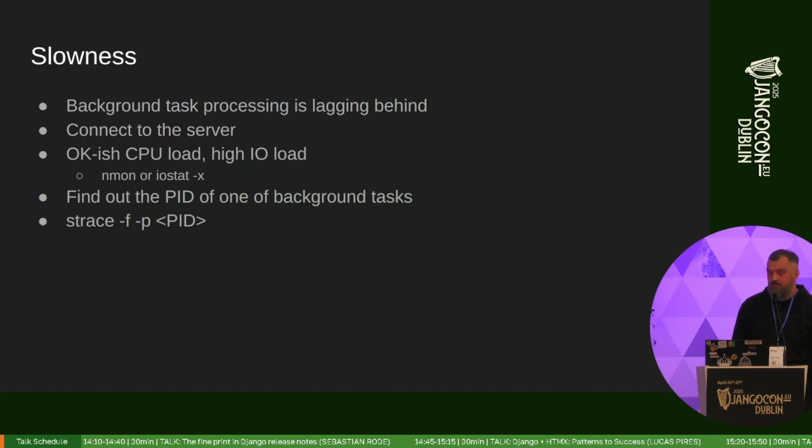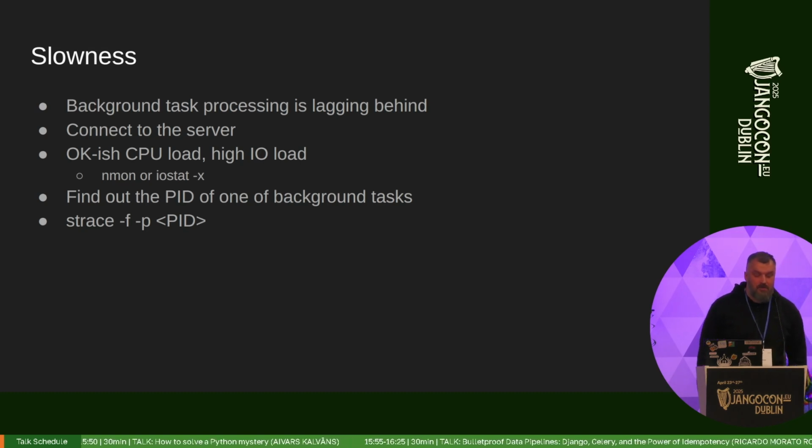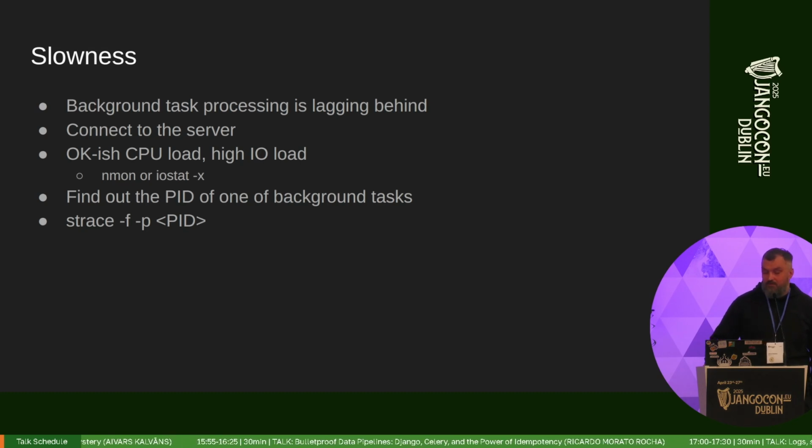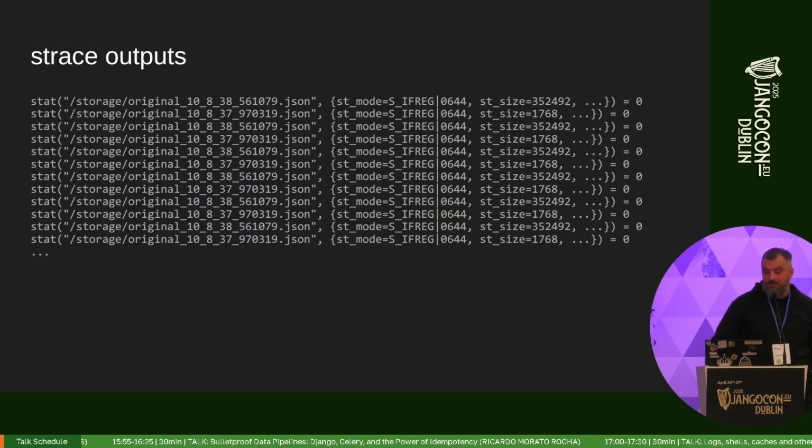But that's kind of an old tool. There's iostat that should come with every Linux, and if you pass -x, then the last column will say how much of the IO capacity you are actually using. It will print a percentage, and in that case it was around 80. So we found out the PID of one of the background tasks and ran strace on it.